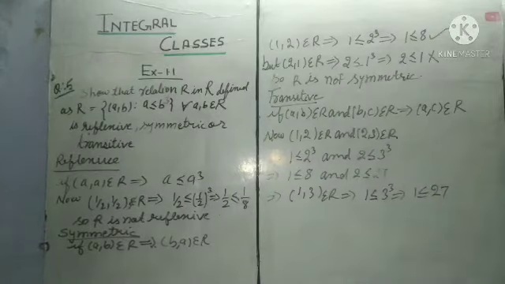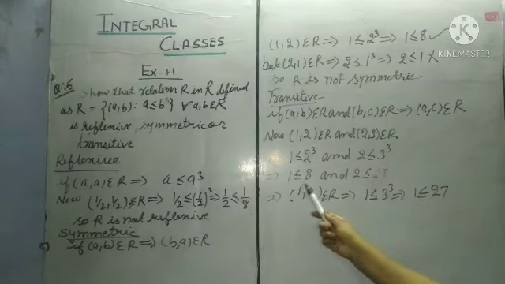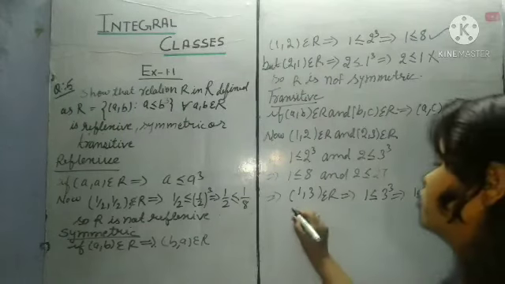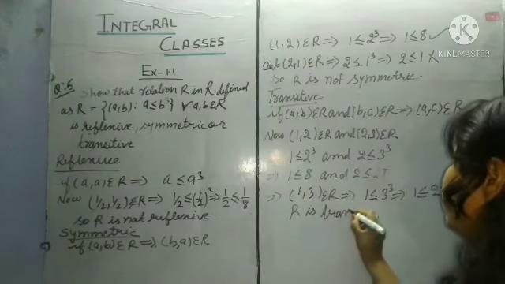So now we will prove all the conditions of transitive. 1 is less than or equal to 8, 2 is less than or equal to 27, and 1 is also less than or equal to 27. So student, R is also transitive.